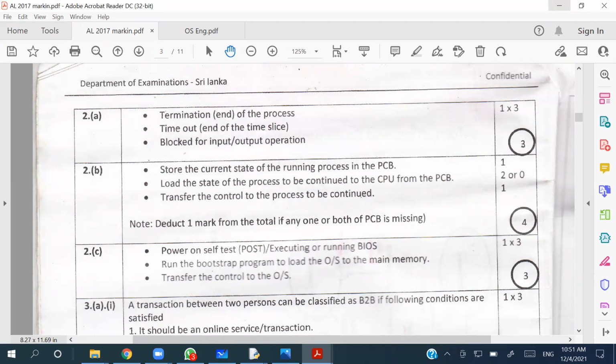Kovindu, post program will turn on and the execution of BIOS will take place, then the MBR will be loaded from the ROM, and the operating system will be loaded to the main memory, transferring control to the operating system. Oh, MBR will be loaded from the ROM. And it's not a big deal.